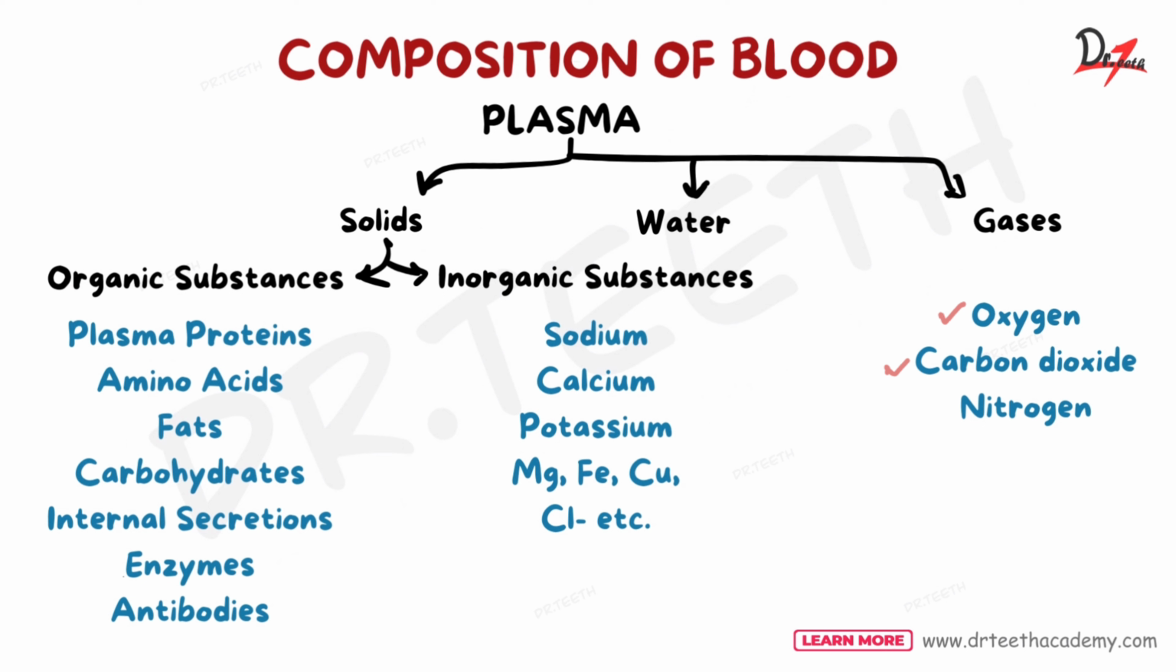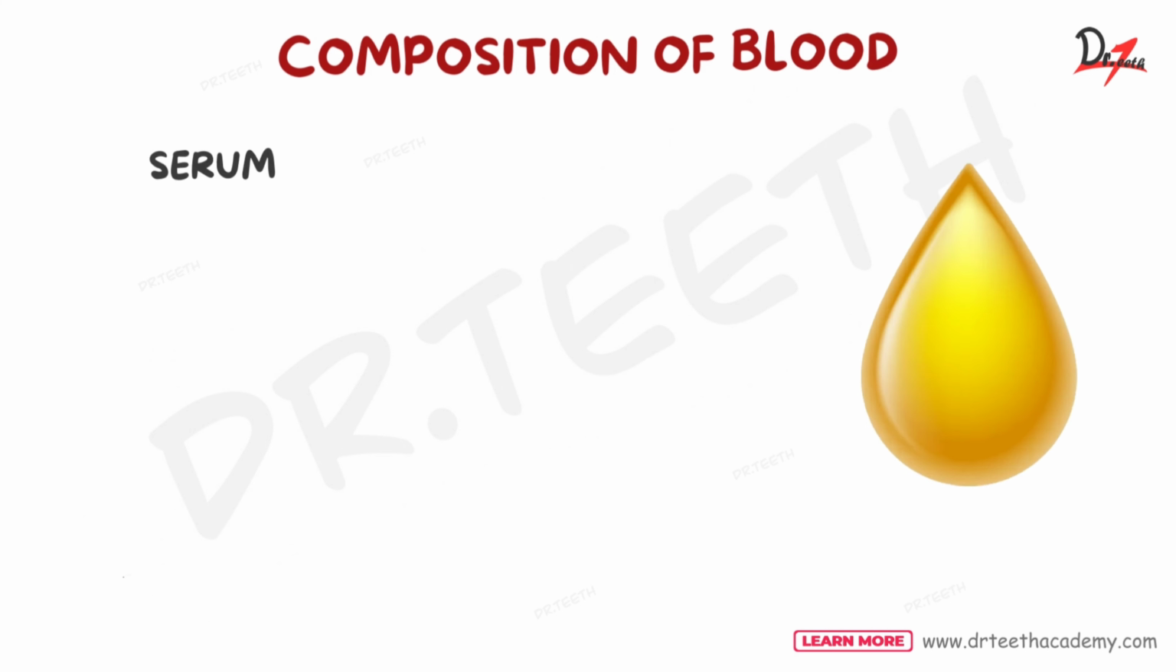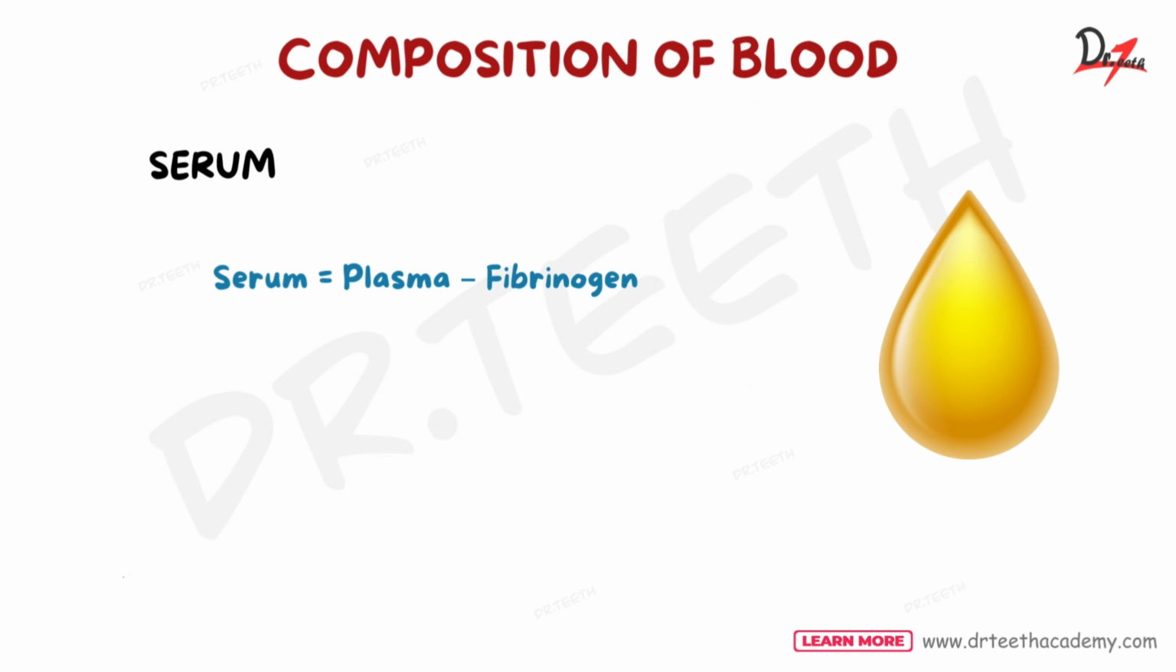Lastly, in the constituents of blood, we will talk about serum. Now, what is serum? Serum is a clear straw-colored fluid that oozes out from a clot. Now, when the blood is taken out and it is collected in a container, it clots because of the conversion of fibrinogen into fibrin. After about 45 minutes, serum oozes out of the clot.